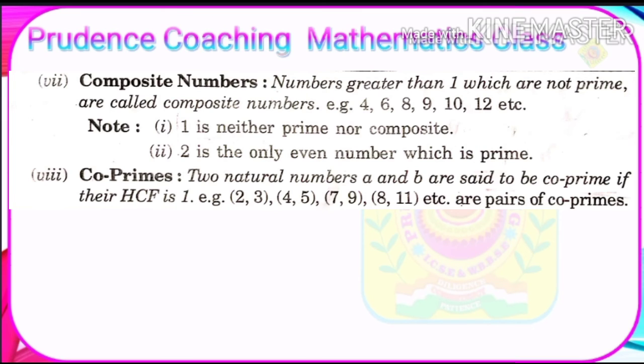Next, there are composite numbers. Numbers greater than 1 which are not prime are called composite numbers, such as 4, 6, 8, 9, 10, 12 and so on. We need to know that 1 is neither prime nor composite, and the second point is that 2 is the only even number which is prime, and it is the smallest prime number. Next, co-primes. Two natural numbers a and b are said to be co-prime if their HCF is 1, such as 2 and 3, whose HCF is 1, and 8 and 11, whose HCF is also 1, so they can be called co-primes.